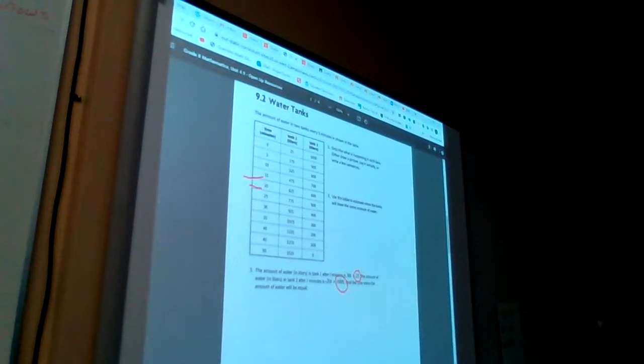All right. T is 1 minute. Okay, so one T is 1 minute. Miss Cummings, do you have a calculator we can use?